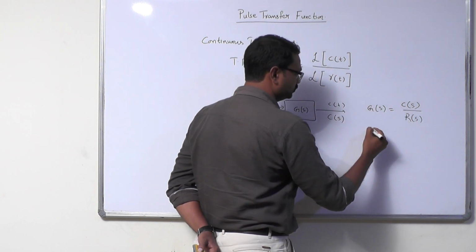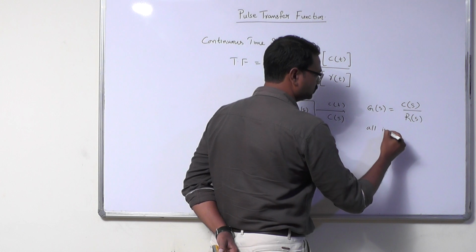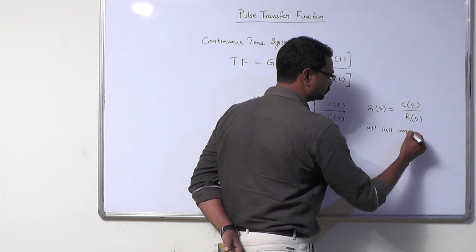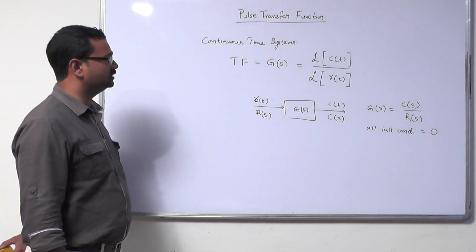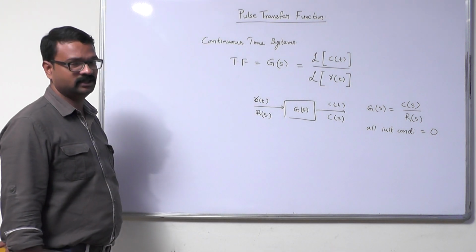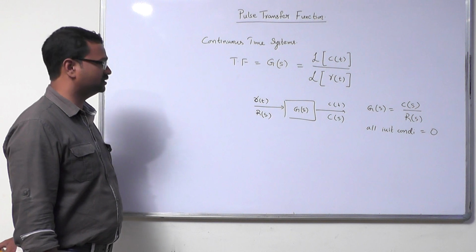And here we are assuming all initial conditions to be 0. Initial conditions are assumed to be 0. That is the definition of transfer function when dealing with continuous time systems.